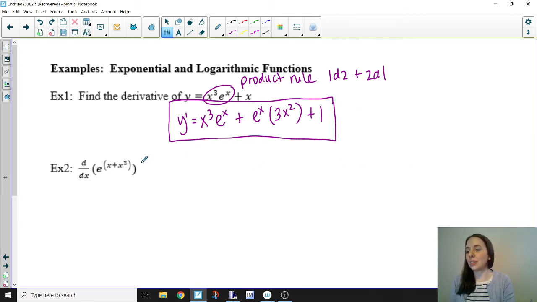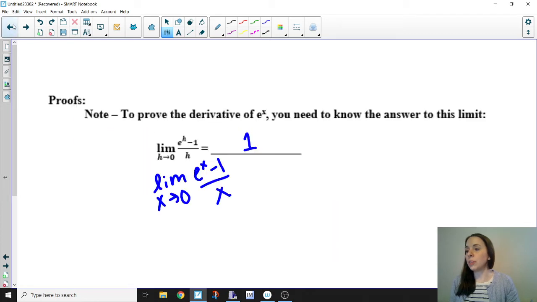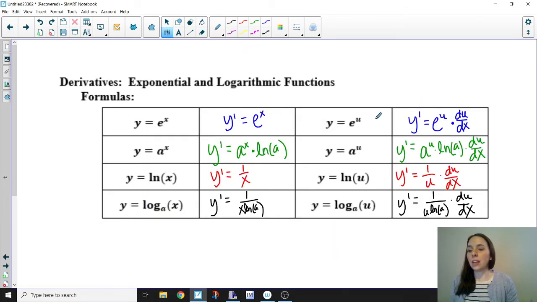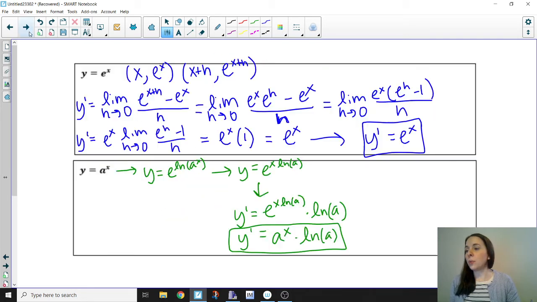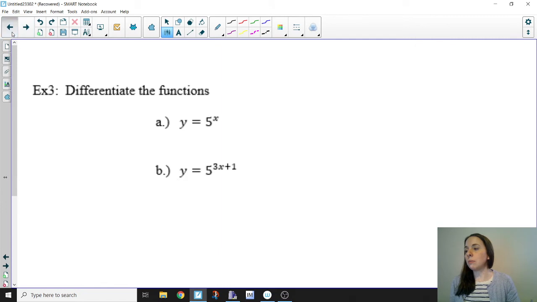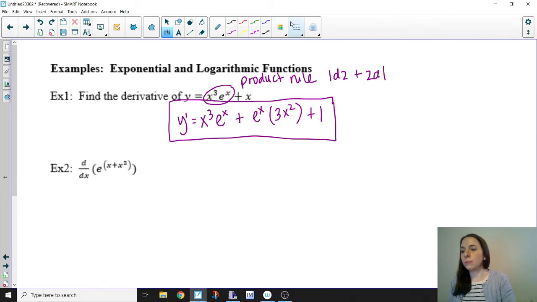Okay, let's take a look at another example. This says differentiate e to the x plus x squared, and for that we will want to use our e to the u formula, which says that if we have a differentiable function of x, we need to remember to multiply by the derivative of it in this formula, which is just itself again.